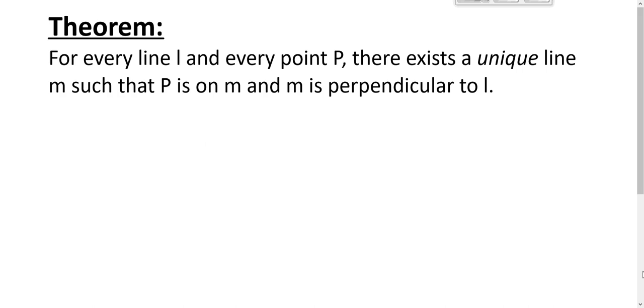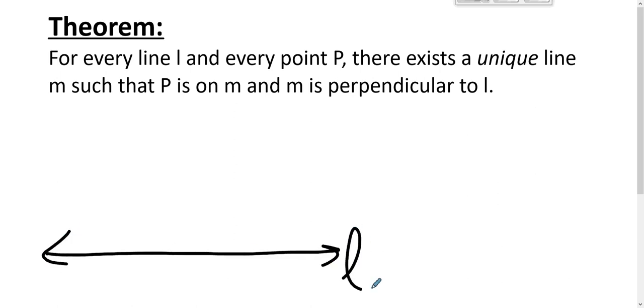Okay? If I may, that's important because of this. For every line L and every point P, there exists a unique line M such that P is on M and M is perpendicular to L. You have previously proven that if point P is on line L, there is a unique perpendicular. You have proven that in a previous discussion, I believe.